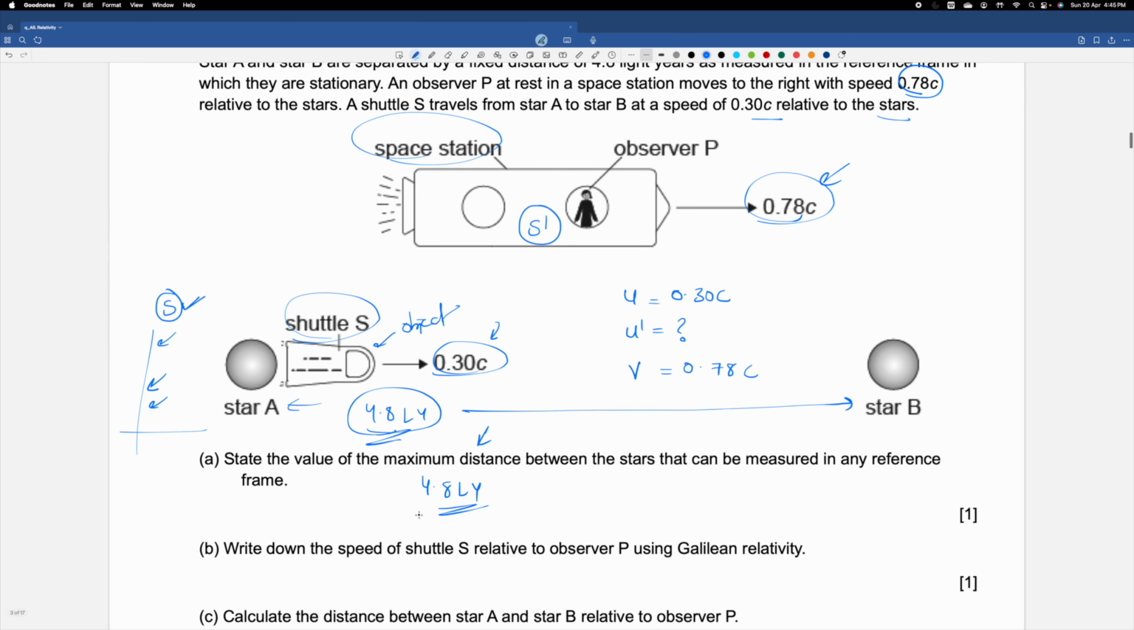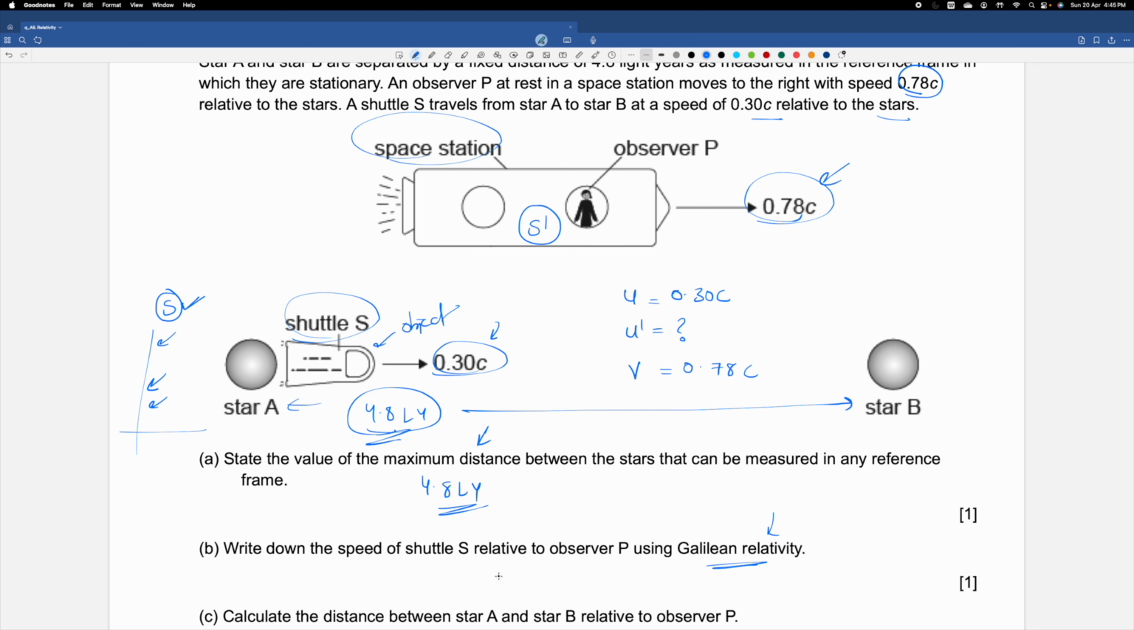Next, write down the speed of shuttle S relative to observer P using Galilean relativity. Perfect. So you have to be very careful whether they're asking the speed of anything with respect to Galilean relativity or with respect to Einstein's relativity.